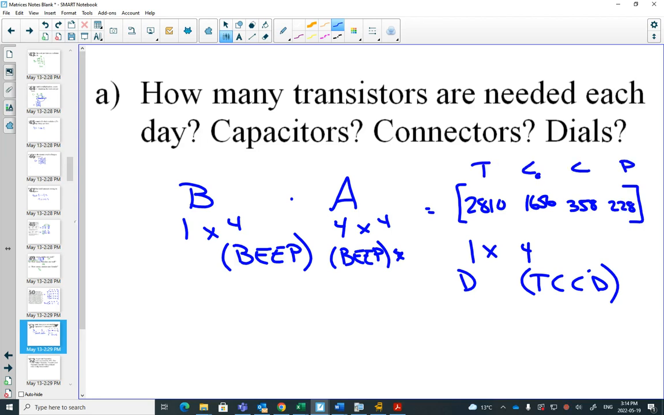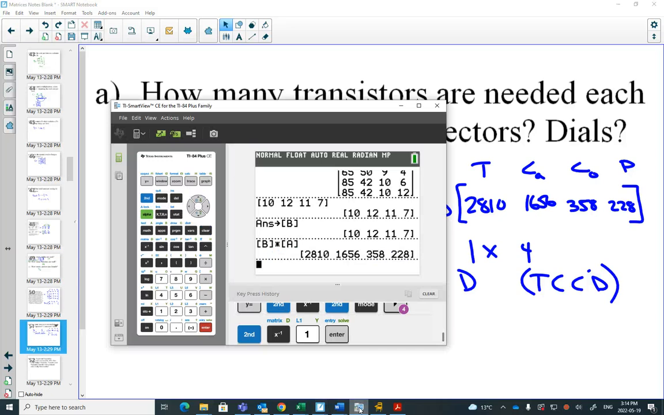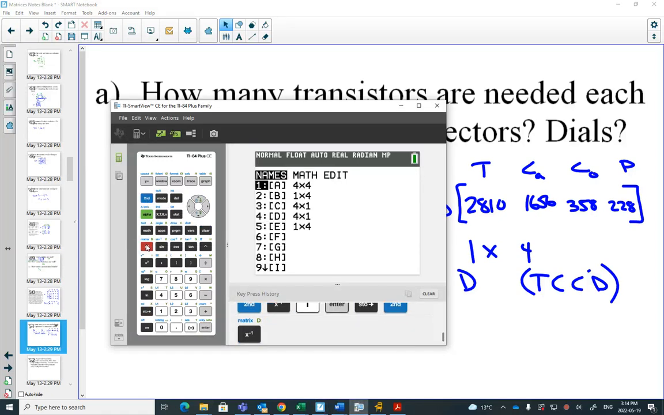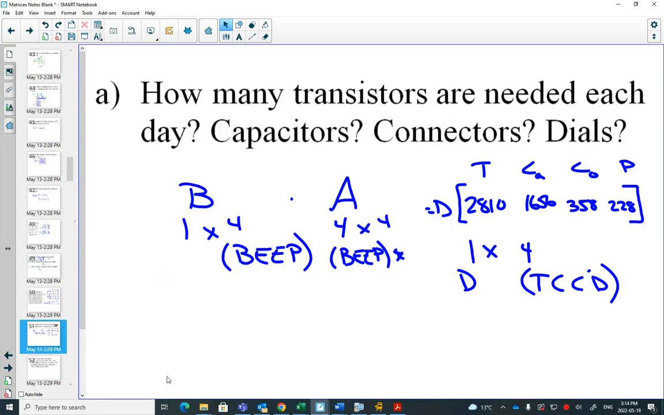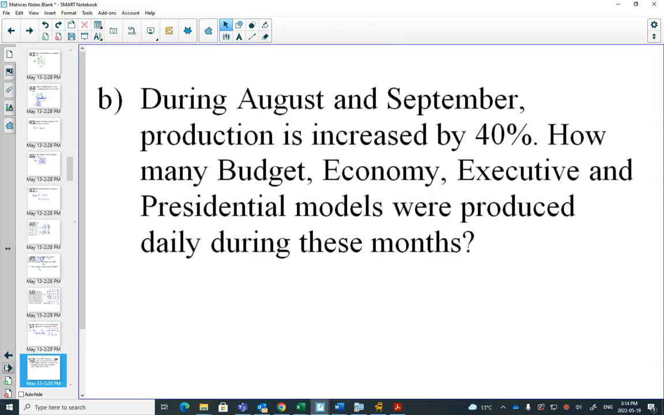TCCP, this was capacitors first, then connectors, right? And daily. So how many transistors needed each day? 2810. And I'm going to take that answer, and before I forget, I'm going to store it as matrix C. And I'm going to make a note to myself that I made that matrix C up on here.